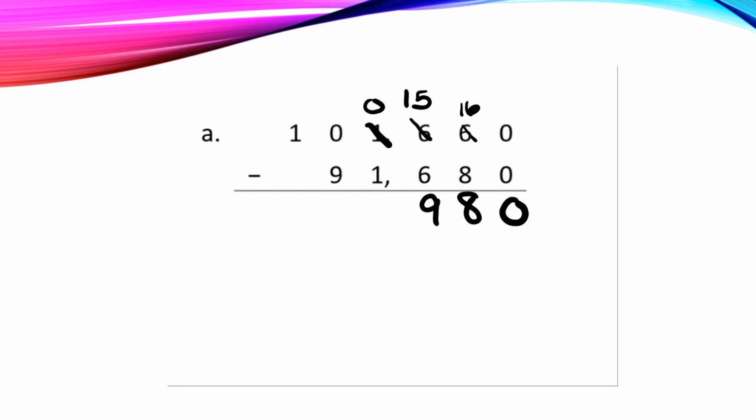0 minus 1, I can't do it, and I can't borrow from the 10,000s place because it's a 0. So I have to borrow from the 100,000s place. This 1 becomes a 0, and this 0 becomes a 10. But that still hasn't solved my problem, so now I'm going to unbundle or borrow from this 10 and make it a 9. And now we have a 10 in the thousands place. 10 minus 1 is 9. 9 minus 9 is 0, and then there's a 0 over in the 100,000s place, which we don't have to write. So my answer is 9,980.